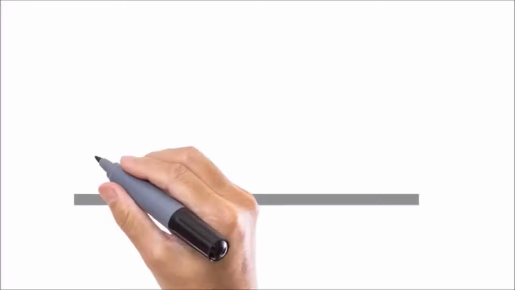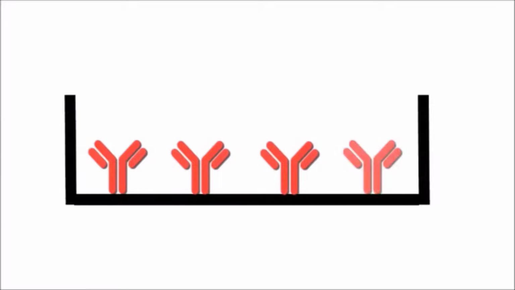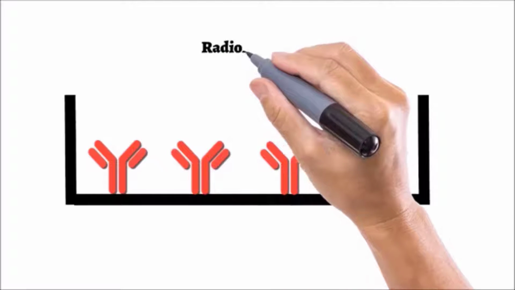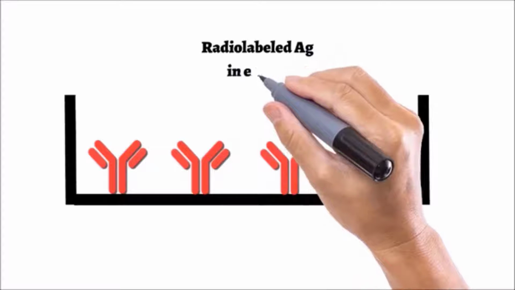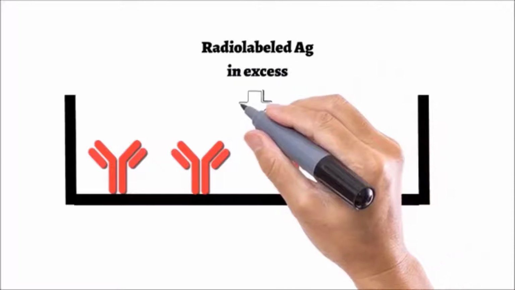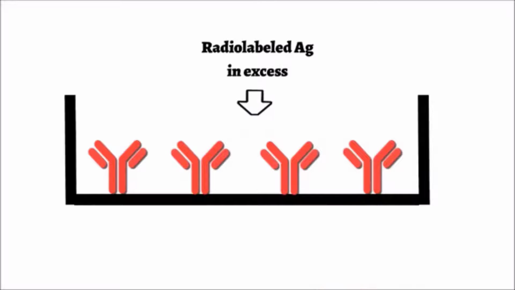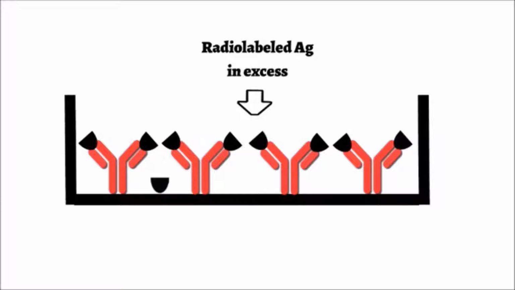In the first step, a microtiter plate is taken and then it is coated with anti-A monoclonal antibodies. After this, radio-labeled antigens are added to the well, but in excess quantity. Now what will happen if the concentration is kept high? Since there are a large number of antigens, all the antigen binding sites of antibodies will be saturated by the antigens. No antibody will be left free. As you can see, some radio-labeled antigens are left unbound. They are not bound to the antibodies.